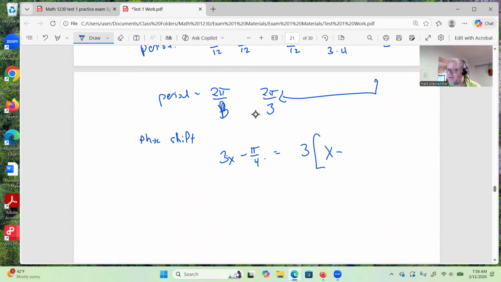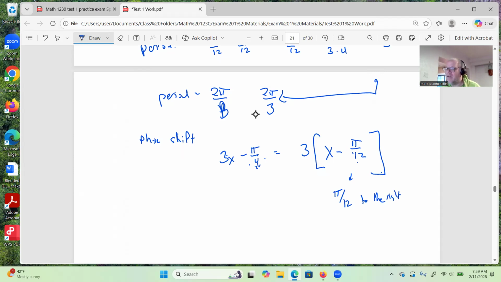Now, if I factor out a 3, how do I pull a 3 out of this? I got to make it come back. So I'm going to say this is going to be pi over 12. When I put the 3 back in, do I get the same thing over here? Yes, that's the point. So my phase shift is pi over 12 to the right.